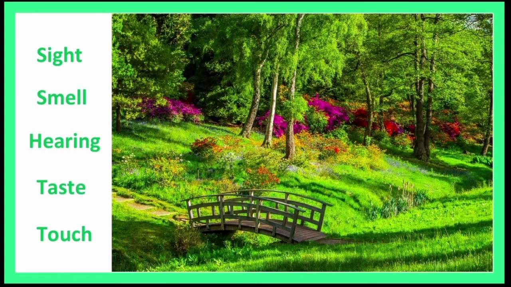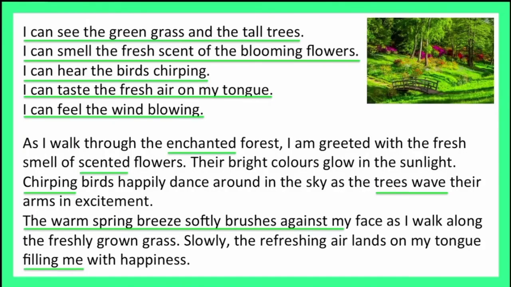Let's have a look at this picture. Try to imagine yourself physically being in this environment and try to use your 5 senses. Think about what you can see, smell, hear, taste, and touch or feel. Here is a simple way to describe the picture. I can see the green grass and the tall trees. I can smell the fresh scent of the blooming flowers. I can hear the birds chirping. I can taste the fresh air on my tongue. I can feel the wind blowing.